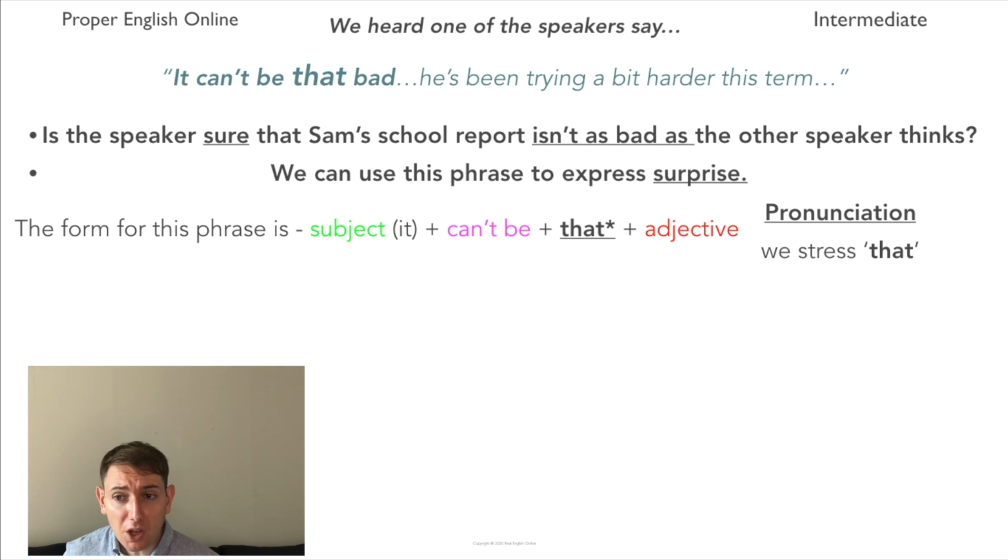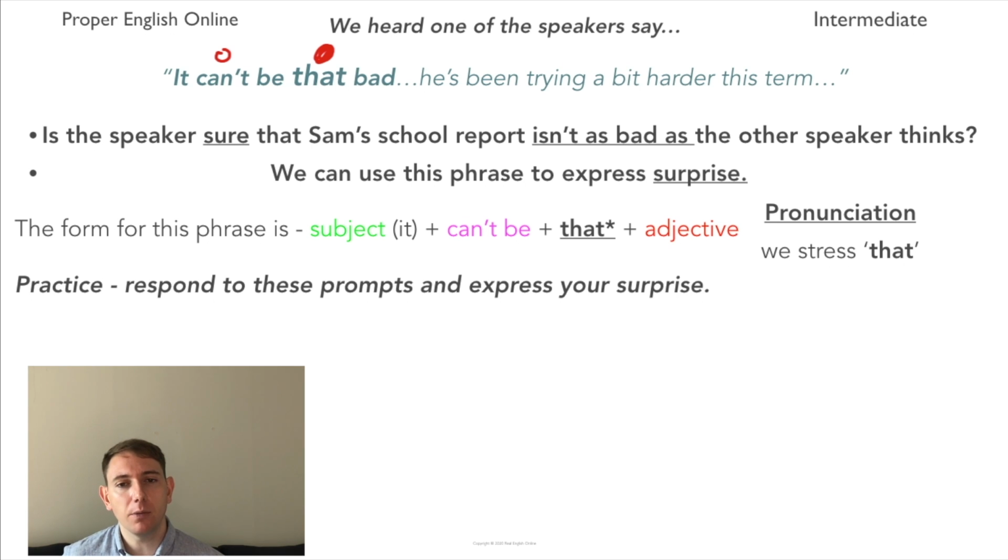Now, bit of pronunciation here. We stress that more than can't. So we say, it can't be that bad. Big stress on that. It can't be that bad. So this is showing surprise. I don't believe it. No, it can't be that bad. I'm surprised. So look at these prompts here and try to express your surprise about this information.